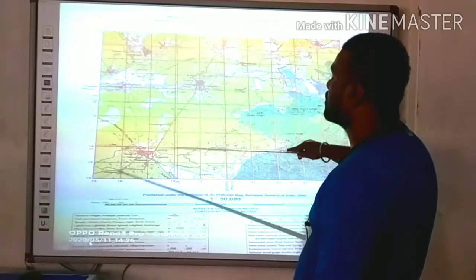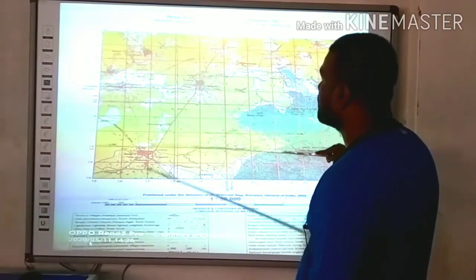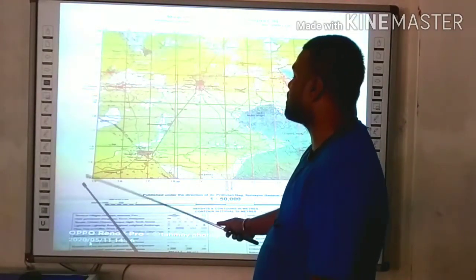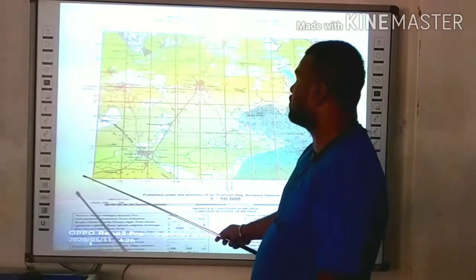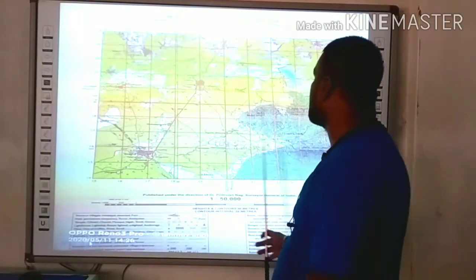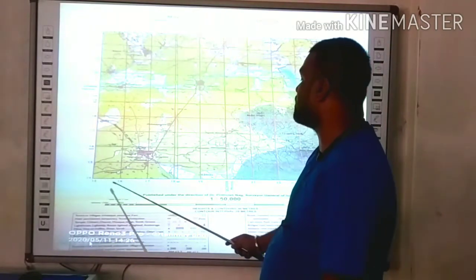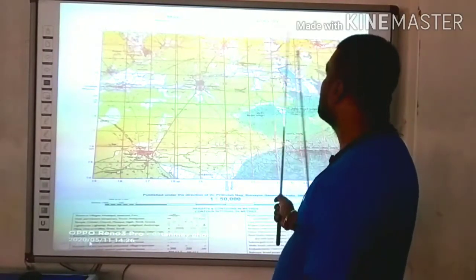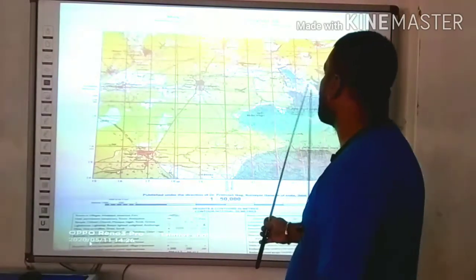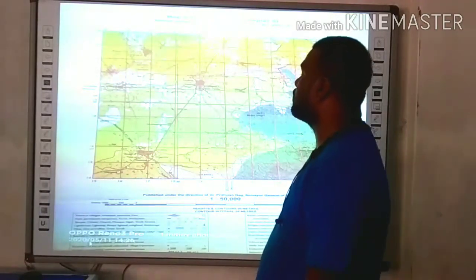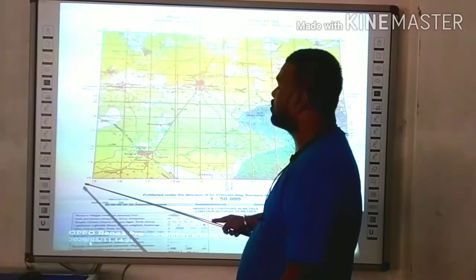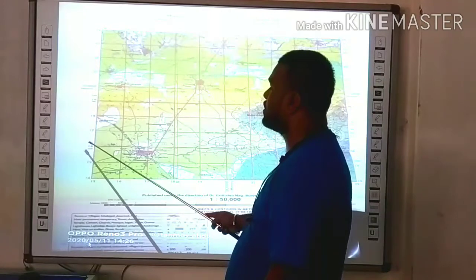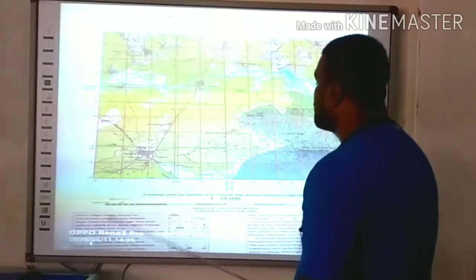Now the straight red color lines that you can see in the map, they are called the eastings, and the value of easting always increases from west towards the east. Now the parallel lines, the red parallel lines that you can see in your map, they are called the northings, whereas the value of northing increases from south towards the north.